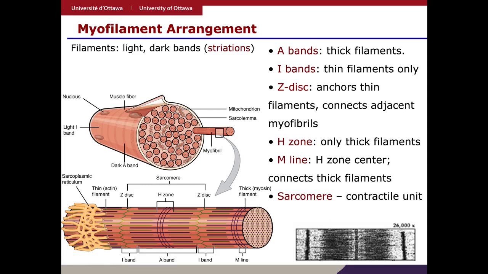In the middle of the A band is a dark line called the M line, for middle, and on either side of the M line is a lighter area that is collectively called the H zone. Use the diagram on the left to see how the myofilament arrangement creates these different zones.